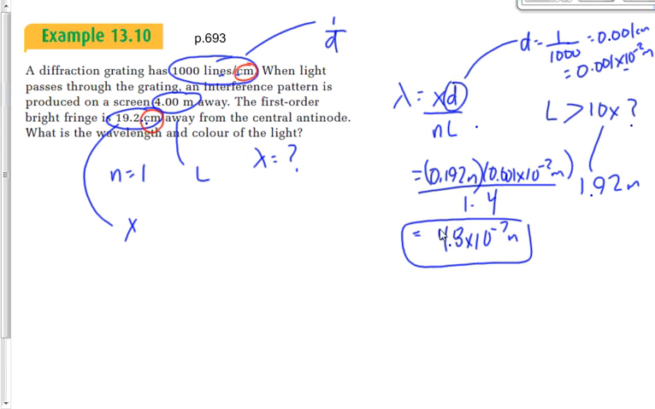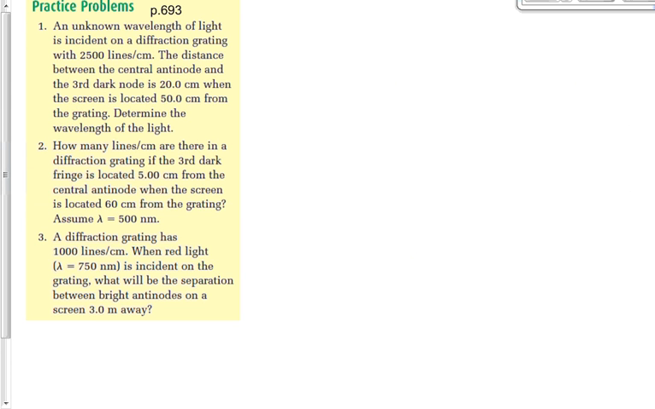Got it? Okay, I'm going to give you about 5 minutes to work on these 3 questions, please, on page 693. Let's take a look at question number 1. It says an unknown wavelength of light is incident on a diffraction grating of 2,500 lines per centimeter. We know this is 1 over d, not d. If it was d, then it would be centimeters, not lines per centimeter. So we're going to circle that as well because we want to make sure we convert that to meters in the end. Distance between the central antinode and the third dark node.